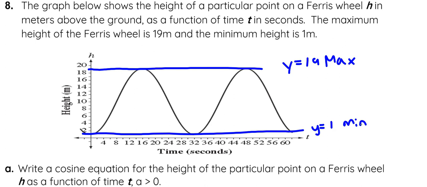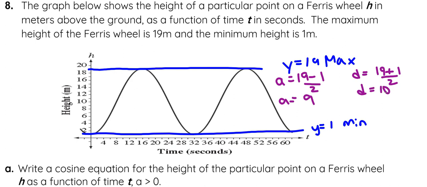So I want to come up with a cosine equation. So let's come up with our A, B, D, and C values. I always like to start once I have my max and min with A and D. So A is maximum minus minimum divided by 2. So that's 18 over 2, which is 9. My D value is equal to maximum plus minimum divided by 2. So that's 20 over 2, which is 10.